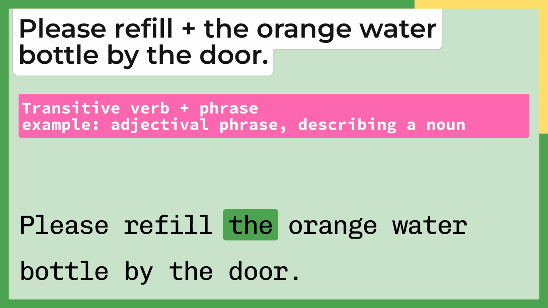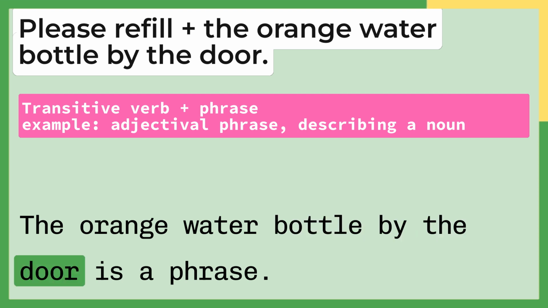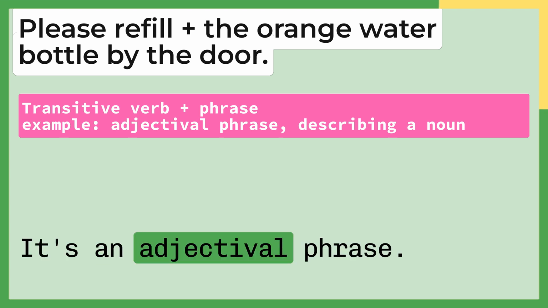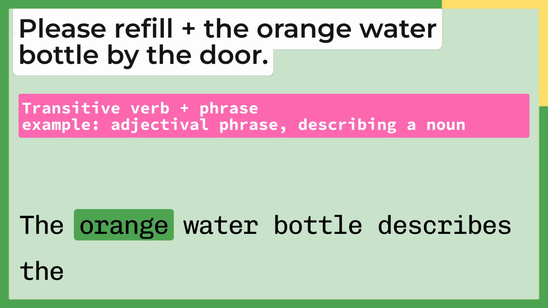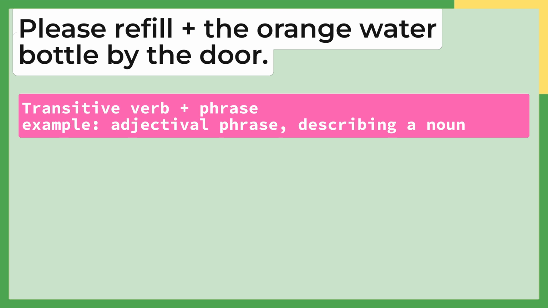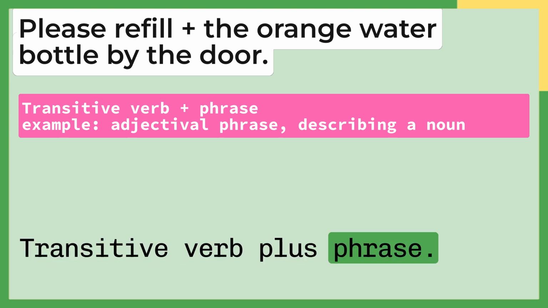Please refill the orange water bottle by the door. The orange water bottle by the door is a phrase. It's an adjectival phrase. The orange water bottle describes the bottle's colour, and it tells you specifically the bottle that I'm talking about. Transitive verb plus phrase.